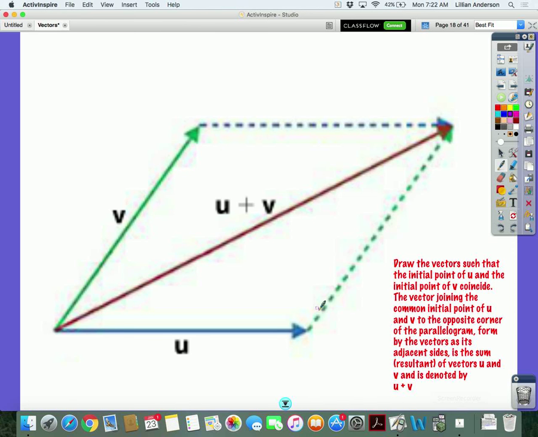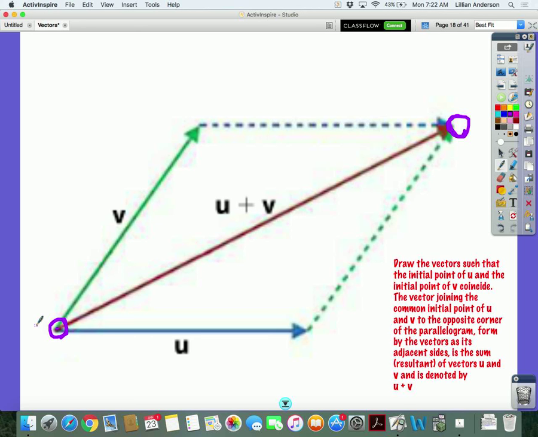Hopefully you got something like this. Again, it says draw a vector, so draw your two vectors so that the initial points coincide. There they are right there. And then it says the vector joining the common initial point, which is here, which the two have in common, and then the opposite corner of the parallelogram is the resultant. As you can see, here's the parallelogram. Here's the side that's parallel with vector u. Here's the side that's parallel with vector v to form that parallelogram, and then there's the sum, there's the resultant.